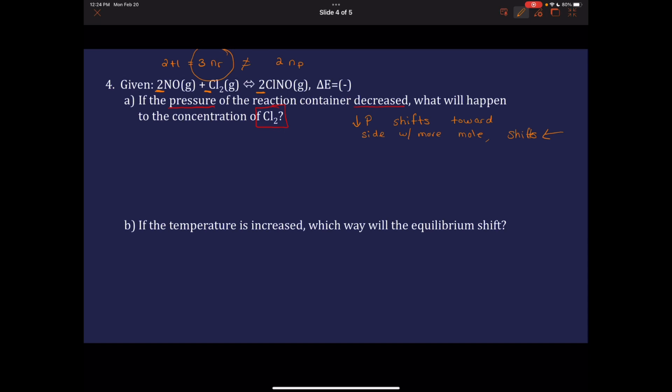Now we're looking to see what happens to the chlorine. If we're shifting in the reverse direction, we're making more reactants. Chlorine's a reactant. So we're going to find that the chlorine concentration increases.